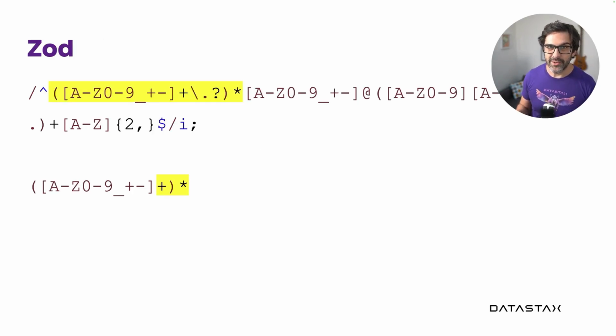Next up is Zod. Zod is a library to bring runtime type checking to JavaScript. It works very well with TypeScript. TypeScript does your build time, Zod can do your runtime type checking. But Zod adds extra things on top of type check, so it doesn't just check whether a thing's a string. You can check if that string is an email. And this was the regular expression that they used to check that. This one's a bit more complicated, as you can see.